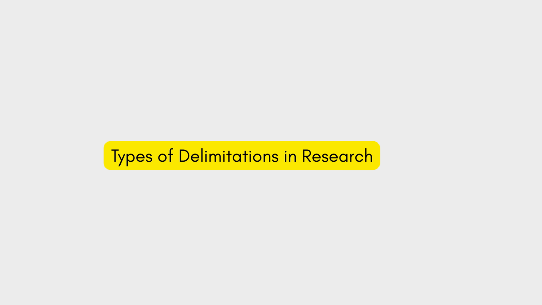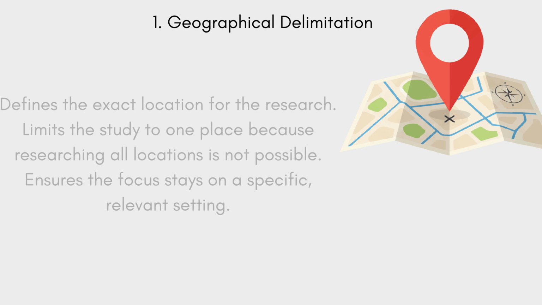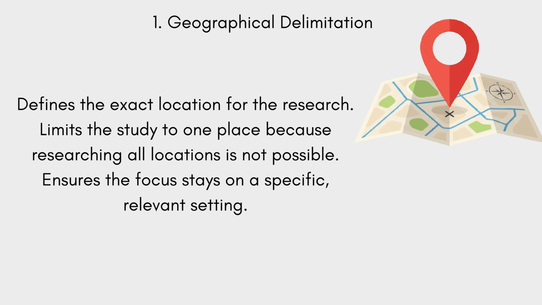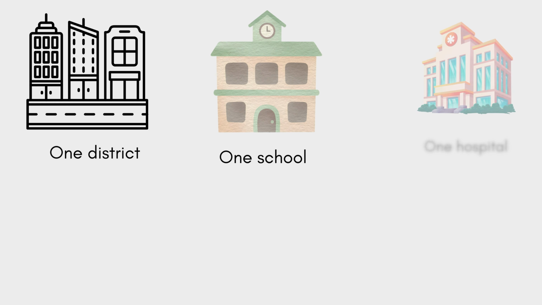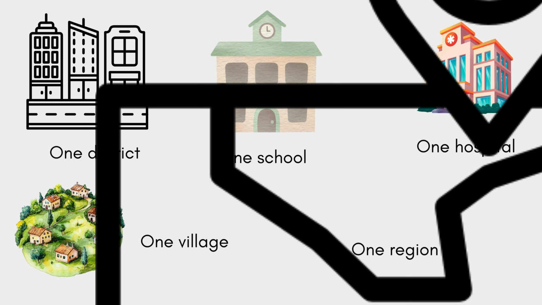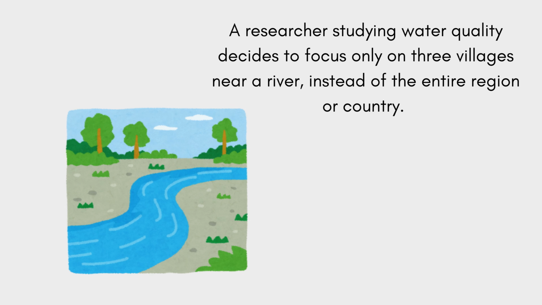Types of delimitations in research. 1. Geographical delimitation. This delimitation sets the specific location where the research will take place. You choose a particular place because studying everywhere is impossible and unnecessary. You might focus on one district, one school, one hospital, one village, one region. A researcher studying water quality decides to focus only on 3 villages near a river, instead of the entire region or country. This helps them collect data easily and stay focused.